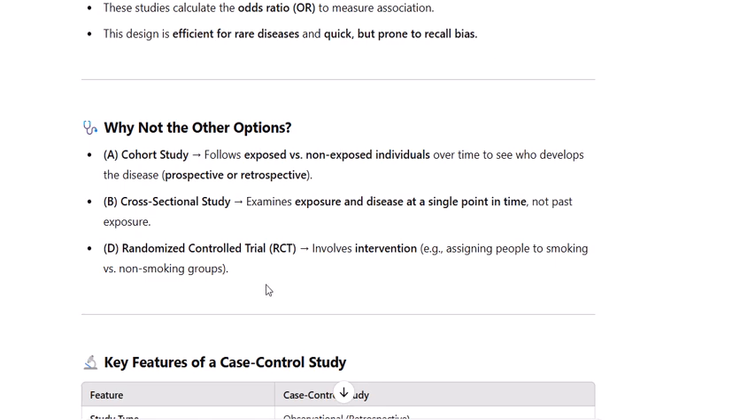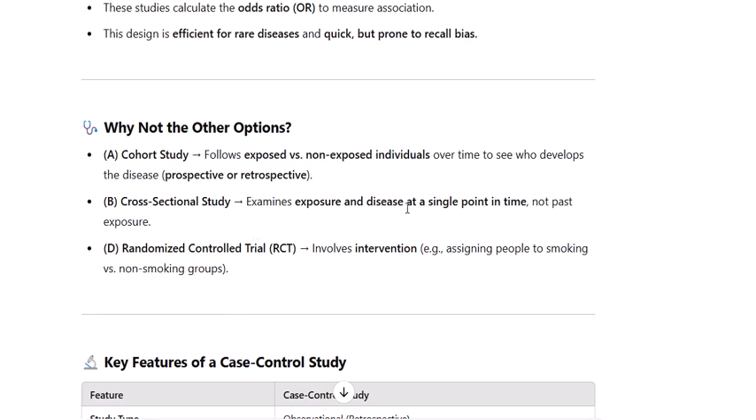Why not the other options? A. Cohort study follows exposed versus non-exposed individuals over time to see who develops the disease, prospective or retrospective. B. Cross-sectional study examines exposure and disease at a single point in time, not past exposure. D. Randomized controlled trial, RCT, involves intervention, e.g., assigning people to smoking versus non-smoking groups.